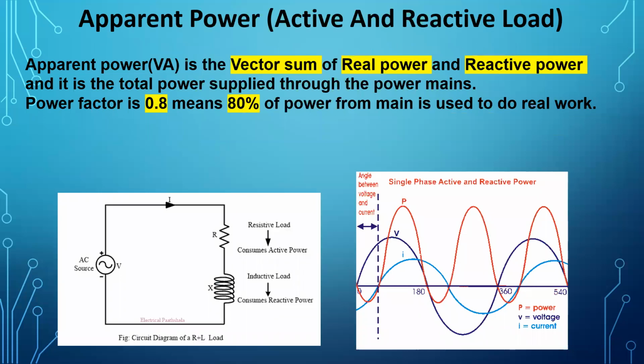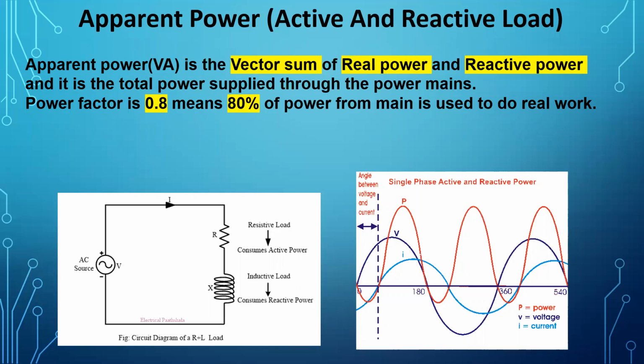Next is apparent power. What do you mean by apparent power? It is the total power. It is the vector sum of the real power and the reactive power. Real, active, true, working power are all the same. What do you mean by vector sum? That we will see from the power triangle diagram. From the power triangle diagram, we can see the vector sum of real power and reactive power, and how the apparent power is produced. It is the total power supplied through the power mains.